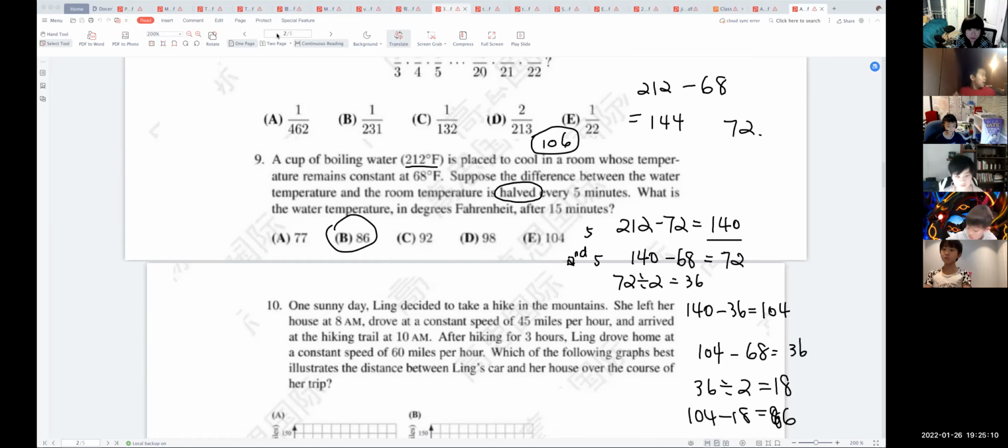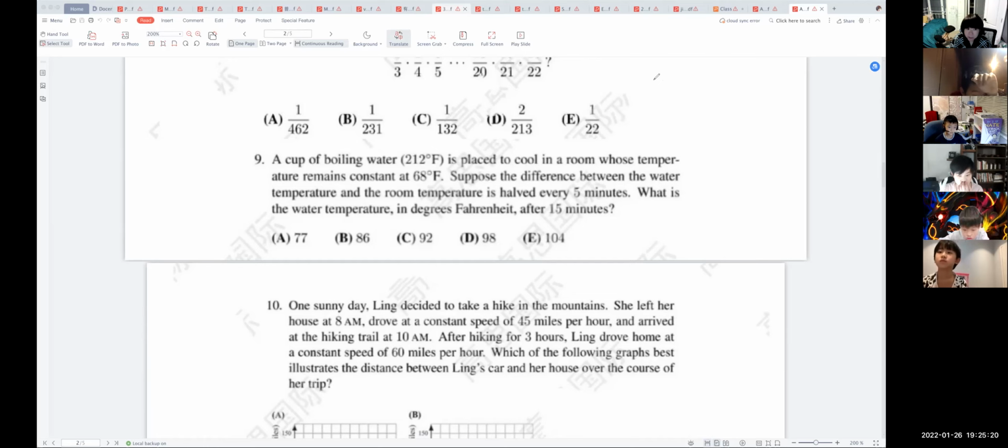Okay, so this is a way of doing this, but I'm going to give you another quicker way. This one, of course, you can calculate it, but yeah, of course, Bina, you can go to the washroom. But it's not the best way, okay? So let's take a look at this one. So we know that at the very beginning, the water temperature is 212, and the room temperature is 68. So the difference we know is what?